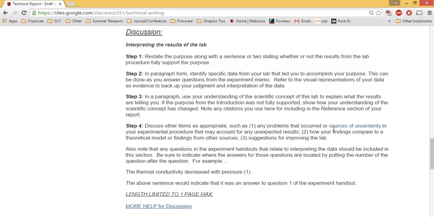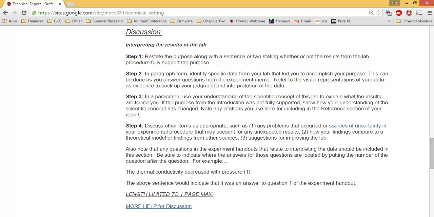Step 2 also indicates that you're going to use the questions in the experiment handout to lead you to learn how to discuss your results. And step 3, you're going to use your understanding of the concept of the experiment to explain what the results are telling you. And then step 4, you're going to discuss other items such as sources of error, how your findings compare to a theoretical model, or other sources, and so on.